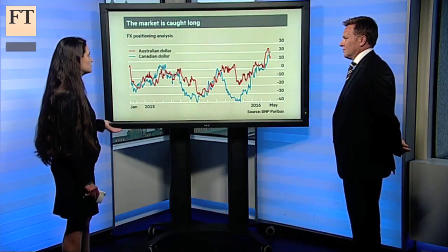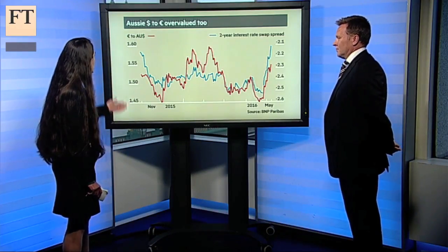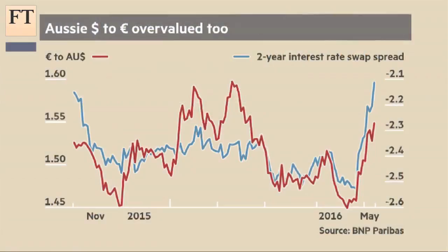Okay, so then if we look at your third chart, when we talk about where the market is and where you might suggest that people could take advantage of the trend that you think is coming, we take a look at the Australian dollar and compare it to the euro. That's the red line here. And the blue line is showing us the two-year interest rate swap spread, which traditionally has a relationship with those, although we have seen some gaps at a few points. So what is this chart telling us?